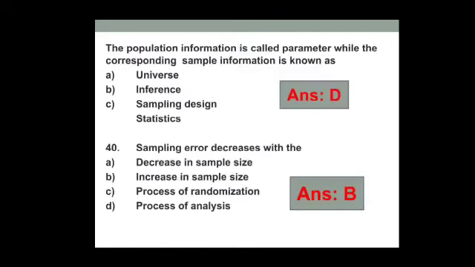The population information is called a parameter, while the corresponding sample information is called a statistic. The characteristics of the population are popularly known as parameters, and the characteristics of the sample are called statistics. Mean, median, mode, standard deviation, these are statistics. Sampling error decreases with the increase in sample size. So we can reduce the sampling error by increasing our sample size.